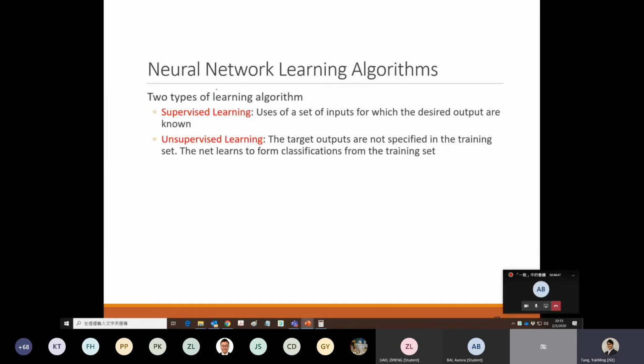When we're talking about training or learning, there are two different types of learning algorithm. First of all, supervised learning. Another one is unsupervised learning, which is very difficult, because we don't have the answer. We have some input, but we don't know the answer. So most of the training we are referring to is supervised training. That means for a set of data, we know the input as well as the output. For example, we have some figures and we know these are the cats and these are the dogs.